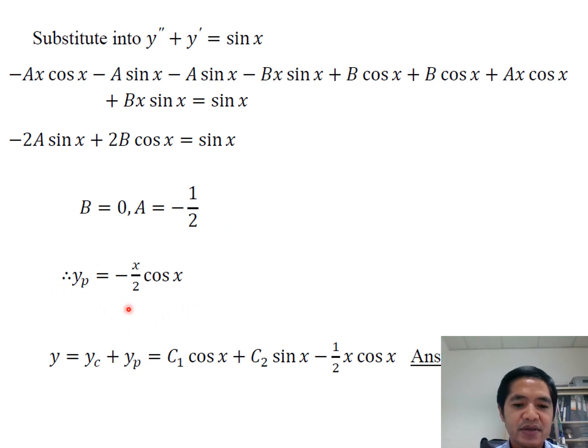So in the yp, you substitute back, you get a equal to minus 1 over 2, you substitute back to a and b. So yp in this case is minus x over 2 cos x. Then the final solution is going to be y equal to yc from the corresponding homogeneous equation plus yp from the predicted solution of the g(x) term. And this is the yc, and minus 1 over 2 x cos x is the yp. And this is the final answer.